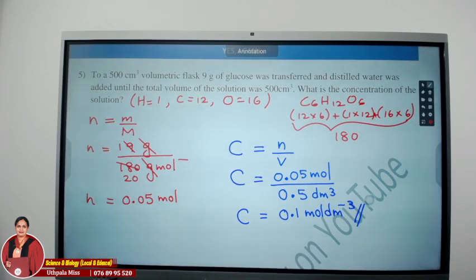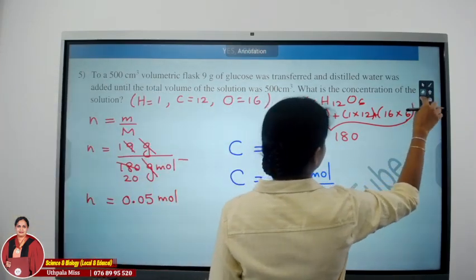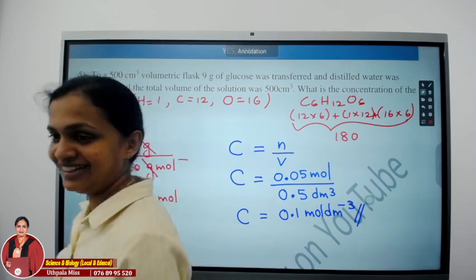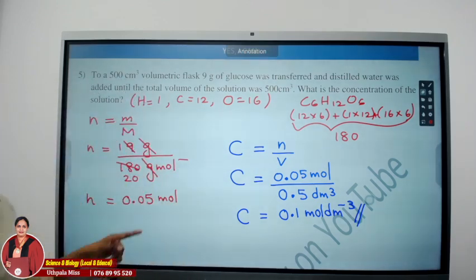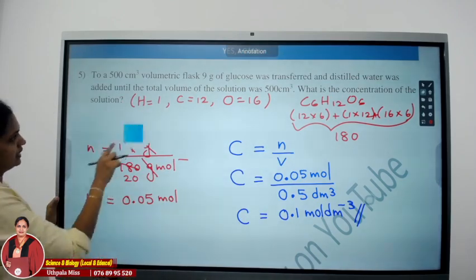Now, finding the molar mass, the relative molecular mass, is okay. Yes, miss, relative molecular mass is okay. Okay, I will work it out again from here.